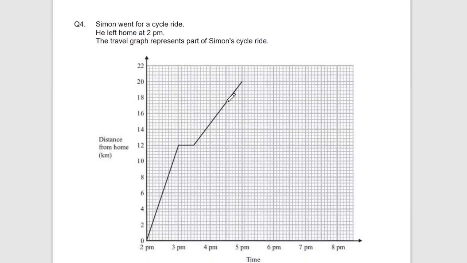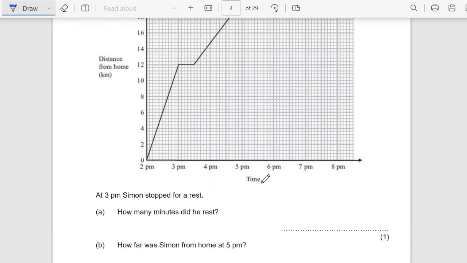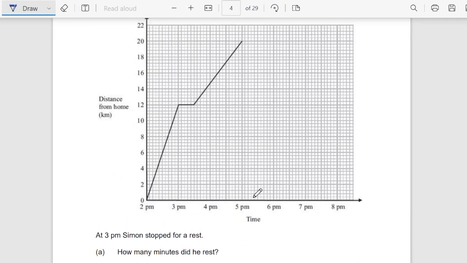Okay, question 4 then. Simon went on a cycle ride. He left home at 2 p.m. The graph represents part of Simon's cycle ride. So distance from home, and we've got time. At 3 p.m., Simon stopped for a rest. How many minutes did he rest for? So he stopped here, and then he started again here. So he rested for 30 minutes.